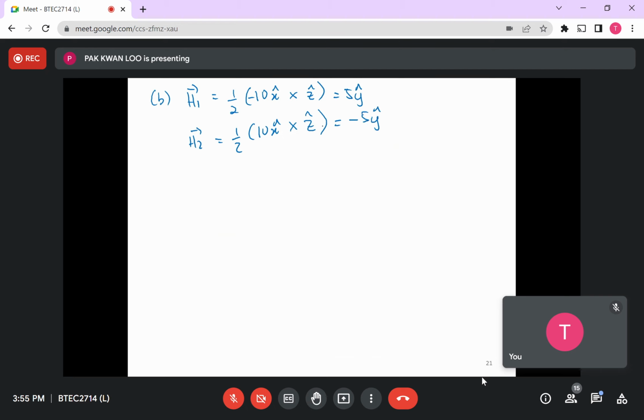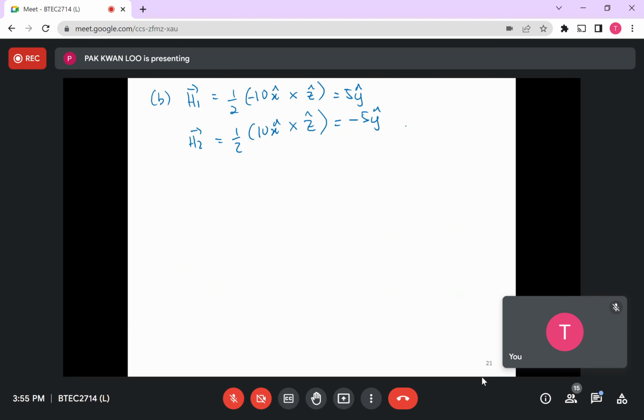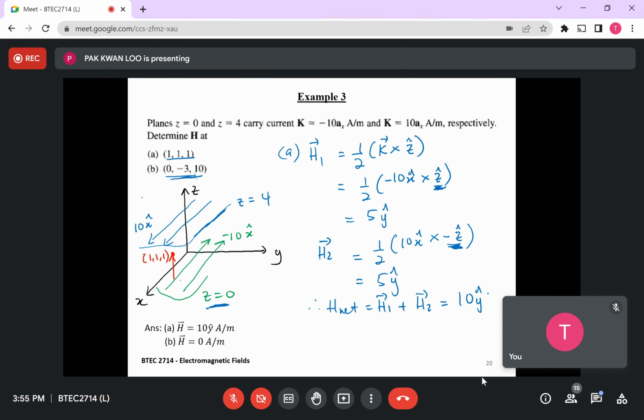So x cap crosses z cap. X cap crosses z cap, it is pointing in the negative y direction. And therefore, H net, the net magnetic field, is going to be 0. Okay, so that's about it for example 3.